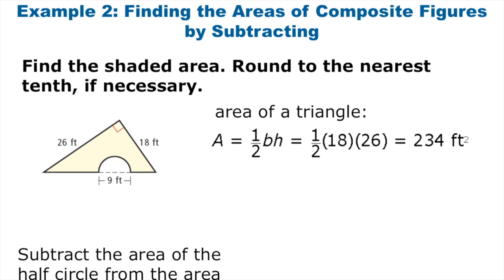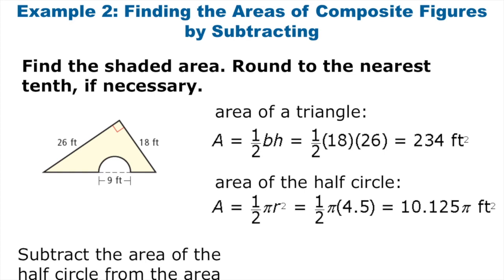feet squared. Then to find the area of the half circle, again we're going to use the area formula pi r squared, but we're going to take half of that. Since the diameter of the half circle is 9 feet, we know that the radius is 4.5. So half of pi times 4.5 squared is 10.125 pi feet squared. So to find the area of the figure, since the half circle is not shaded, we're going to subtract the two values and get approximately 202.2 feet squared.